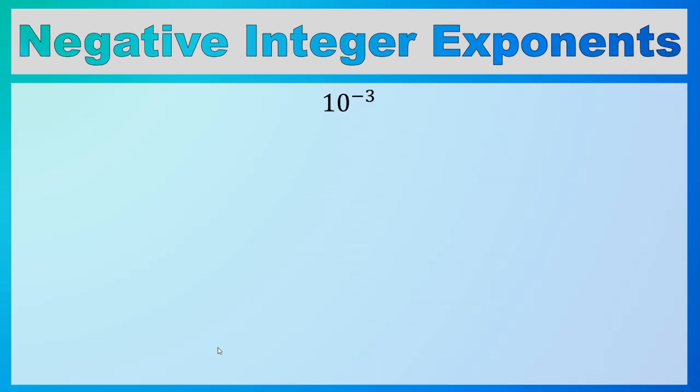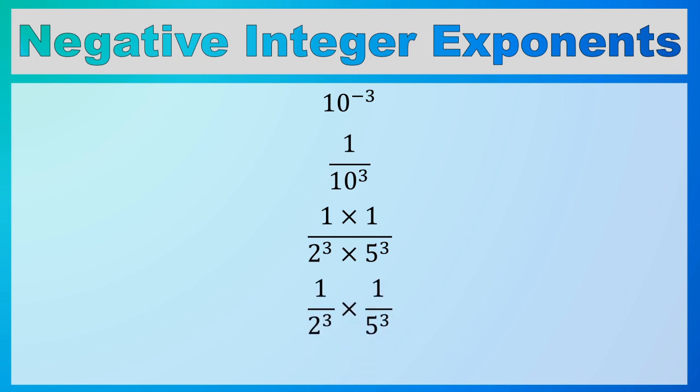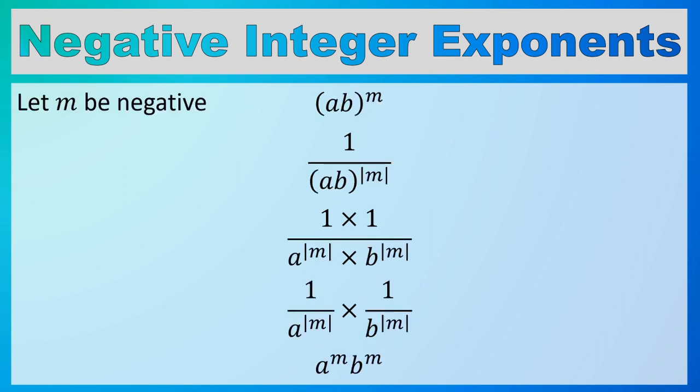Here we have 10 to the negative 3. Now I plan to explain later in the set of videos the property of negative exponents, and from that property we can note that 10 to the negative 3 is equal to 1 over 10 cubed. Now 1 is equal to 1 times 1, and we just found out that 10 cubed is equal to 2 cubed times 5 cubed. Now to multiply two fractions, you multiply both the numerators and denominators, and so we sort of undo the multiplying of the fractions, and we get this. And again, we use the property about negative exponents, and we get this. And you can do likewise with variables.